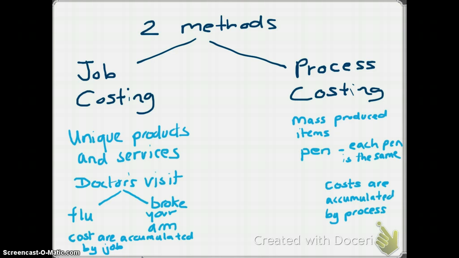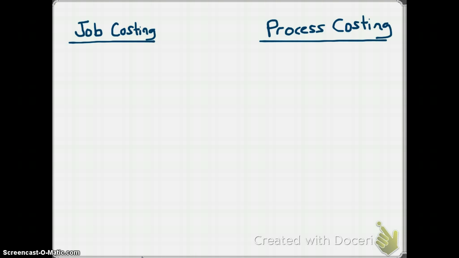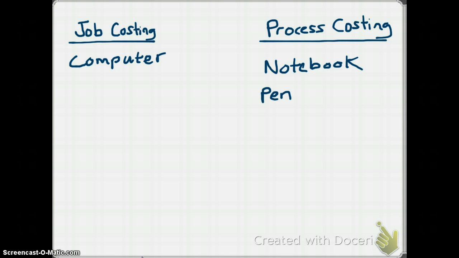Now let's take a look at those examples we looked at a while ago and classify those products into job costing or process costing. So first we talked about notebook. Notebook would be process costing. One notebook is no different from the other. Notebooks are mass produced. That would be process costing. Same thing for a pen. The pen would be process costing. How about our next item, a computer?